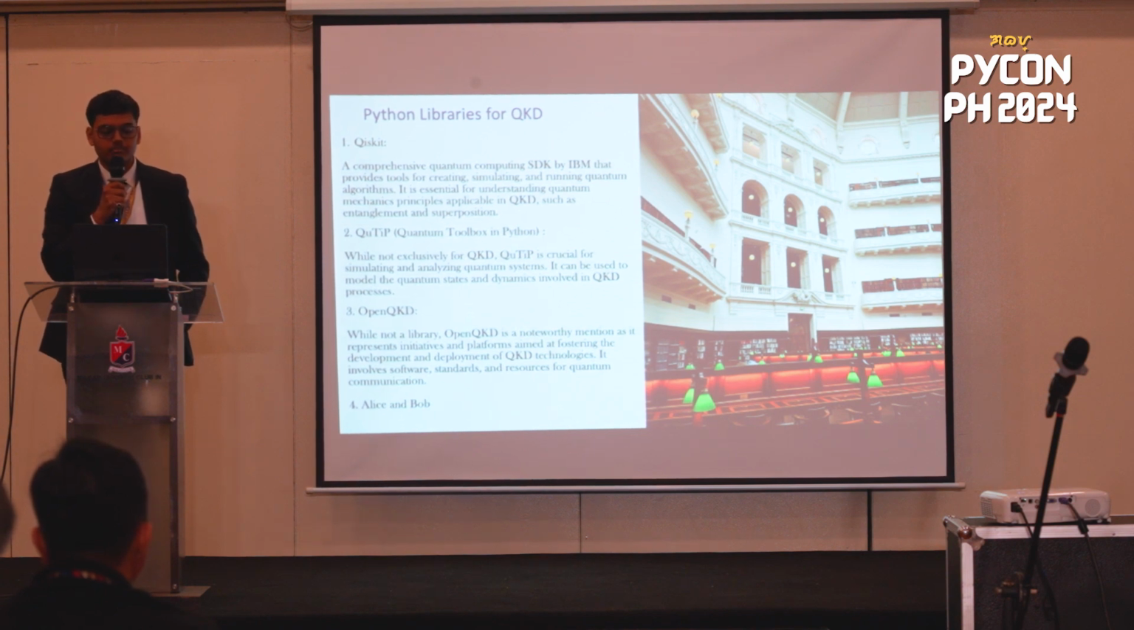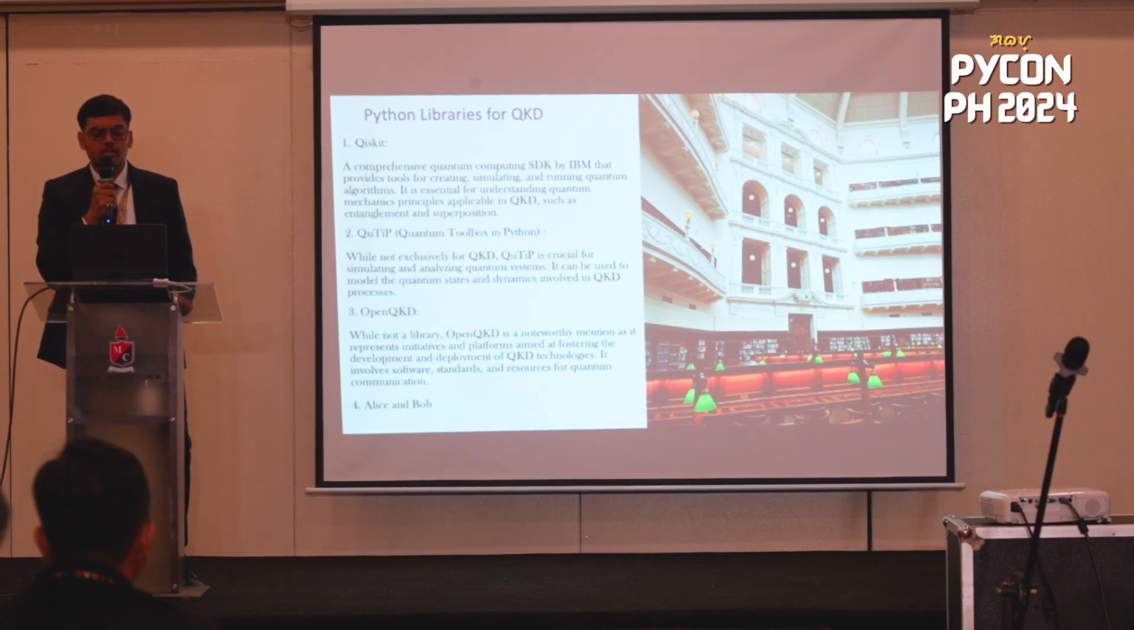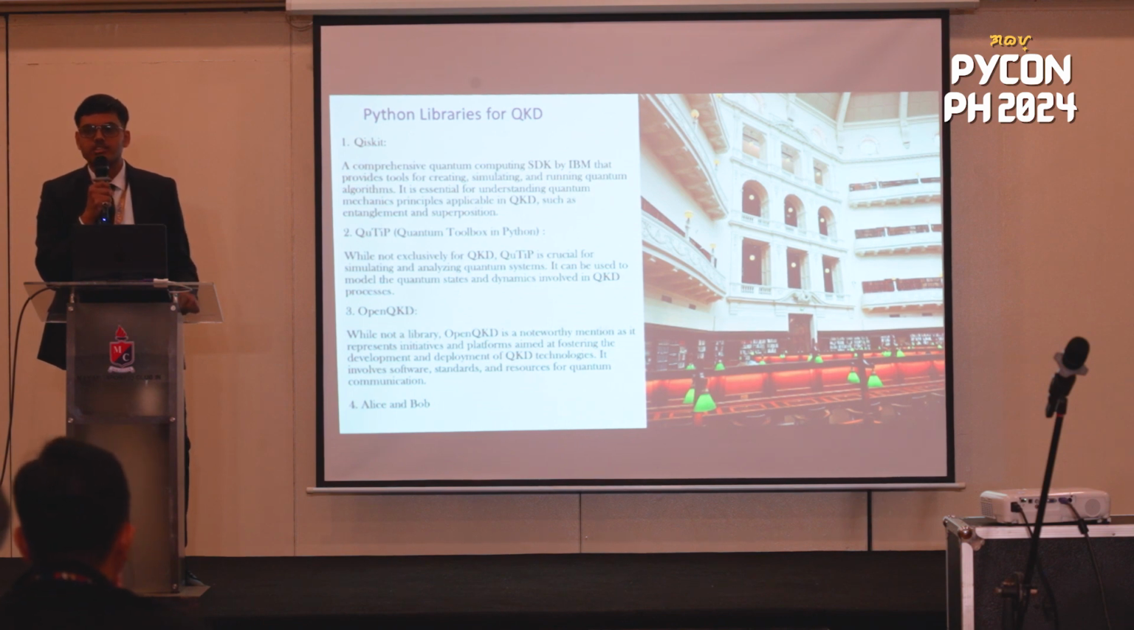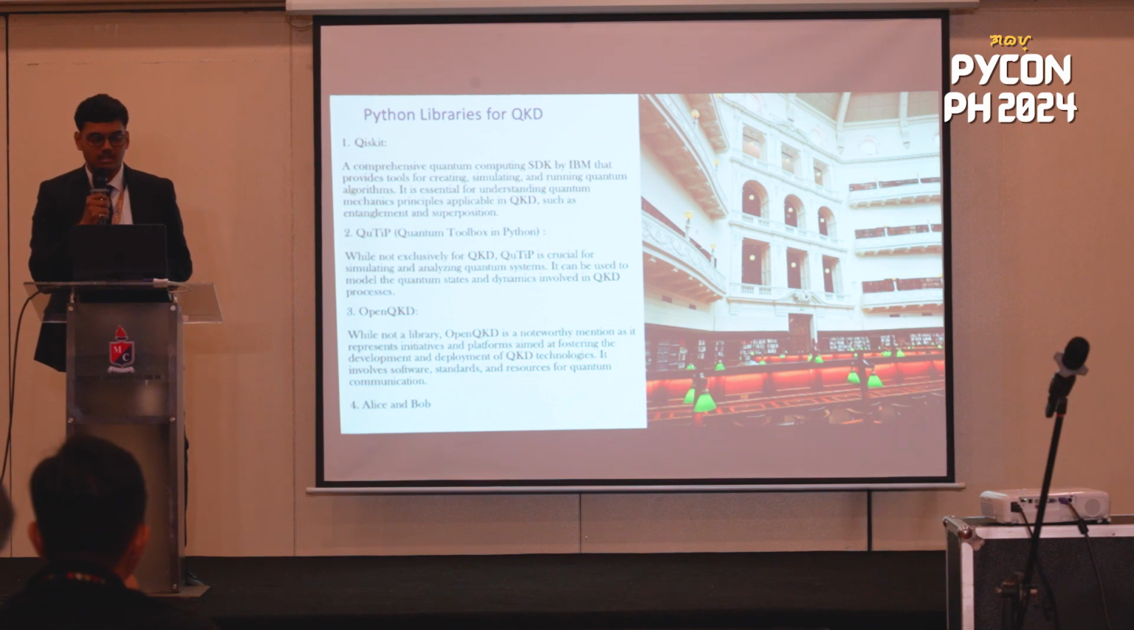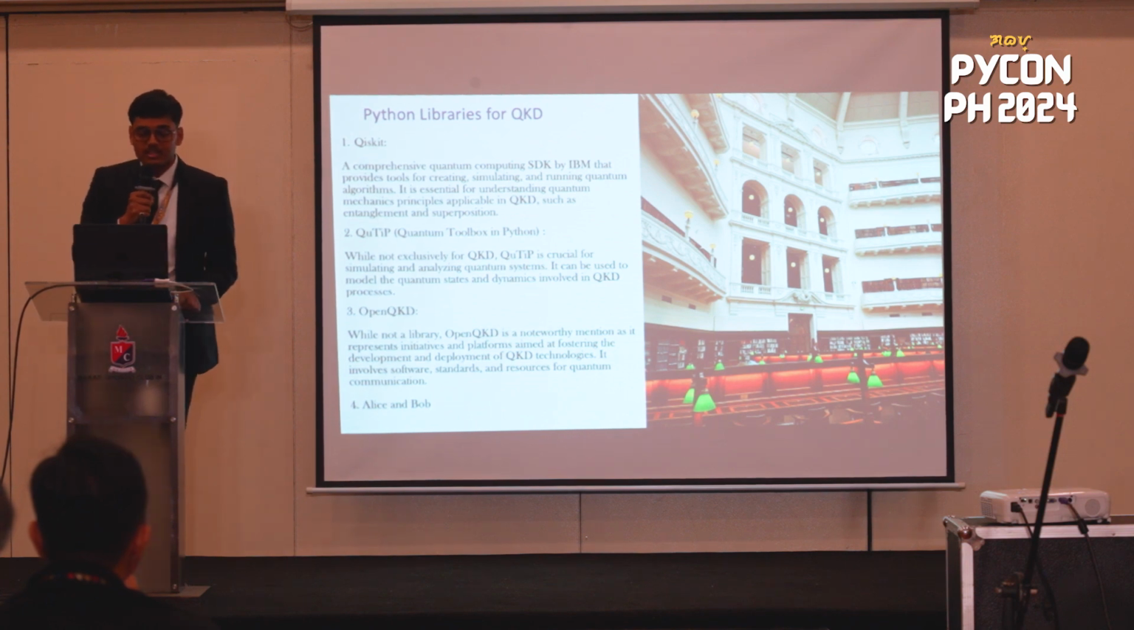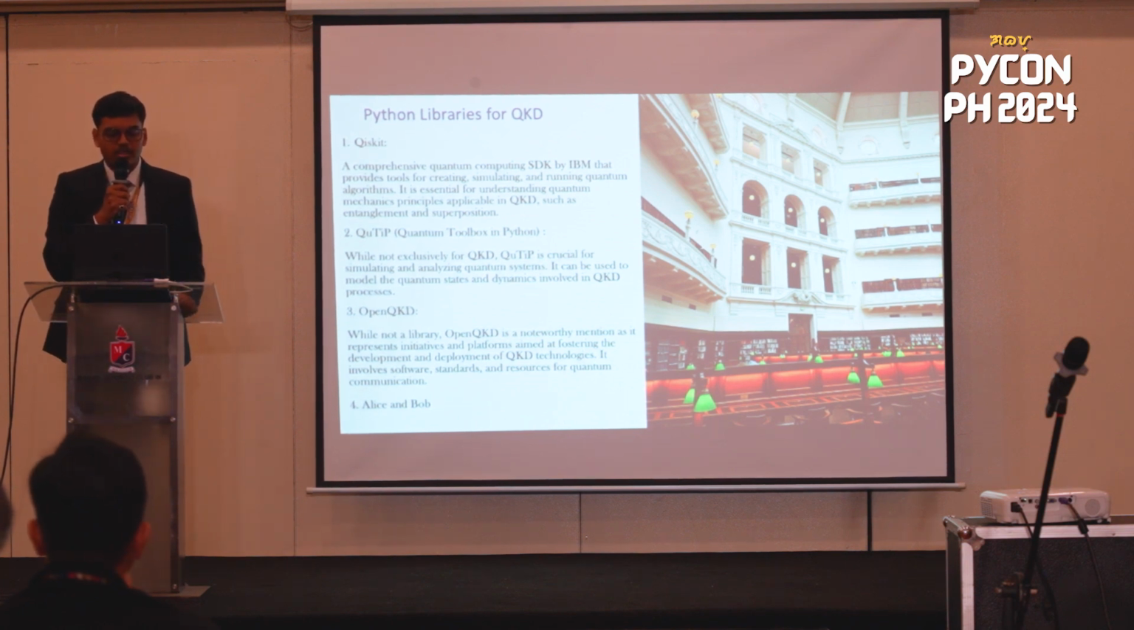Then we have QTIP, which I was discussing earlier. It's a toolbox kind of thing. It is used for measurement of qubits, measurement of different states of qubits. A qubit can exist in multiple states, not just binary, 0 or 1. It can exist in the 00 state, or the 11 state, or a combined state of 0 and 1 under any condition.